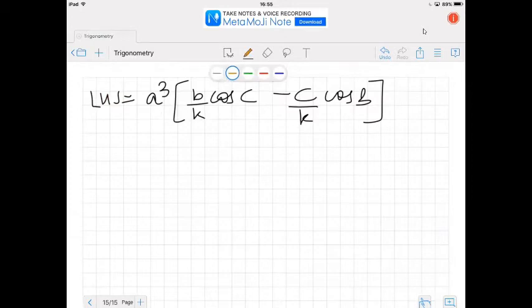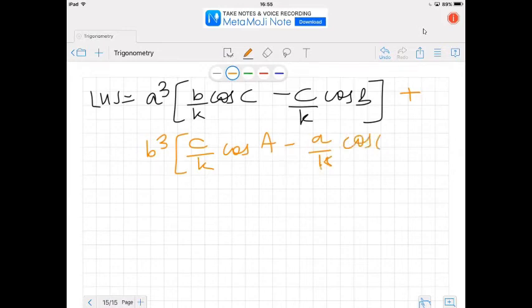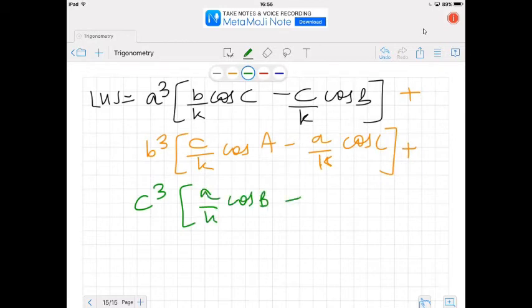Similarly, I'll do that for the other terms as well. So I have b cube multiplied by c upon k into cos a minus a upon k multiplied by cos c plus c cube multiplied by a upon k into cos b minus b upon k into cos of a. Okay, so जहां जहां पे भी sin a, sin b और sin c के टर्म्स थे वहां पे मैंने सब्स्टिट्यूशन डाल दिए. ठीक है.